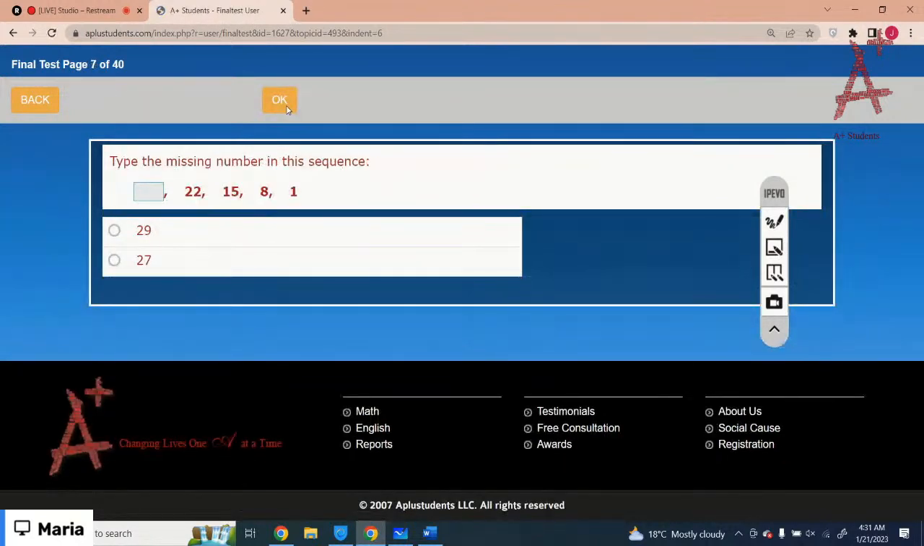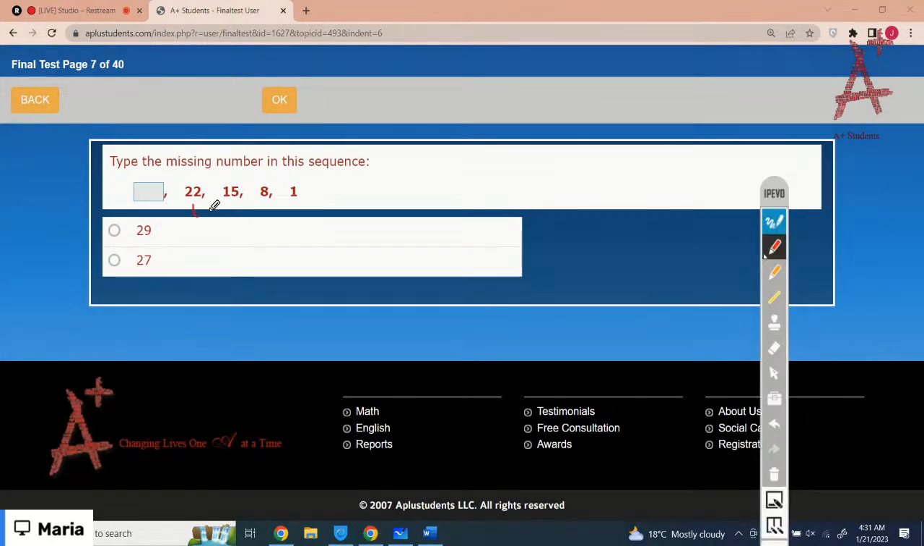Okay, the next one is type the missing number. Got it? Let's see how the numbers are. They are decreasing. Got it? 22 minus 7 is 15. 15 minus 7 is 8. 8 minus 7 is negative 1. Got it? That means you have to calculate the previous one, so you have to add 7. So 22 plus 7 is 29. Got it? That means the missing number is 29.